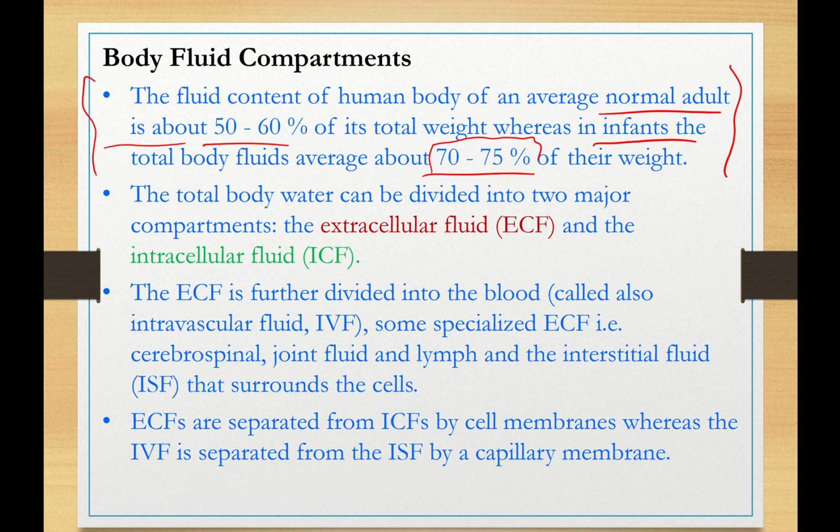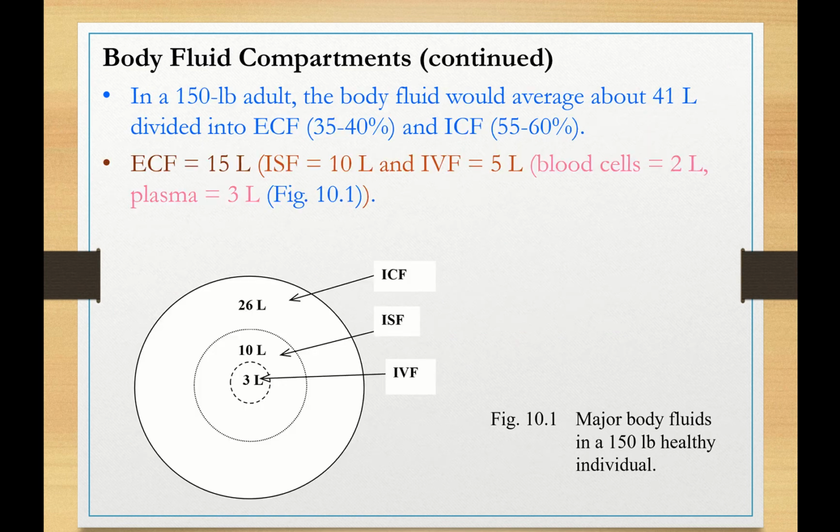Okay, now what are our body fluid compartments? Perhaps I can move into a schematic. Let's stay here for a minute or two. So in general, our total body water, or body fluids, can be divided into two major compartments, the extracellular fluid and the intracellular fluid. So let's move to the schematic. I think it's much better.